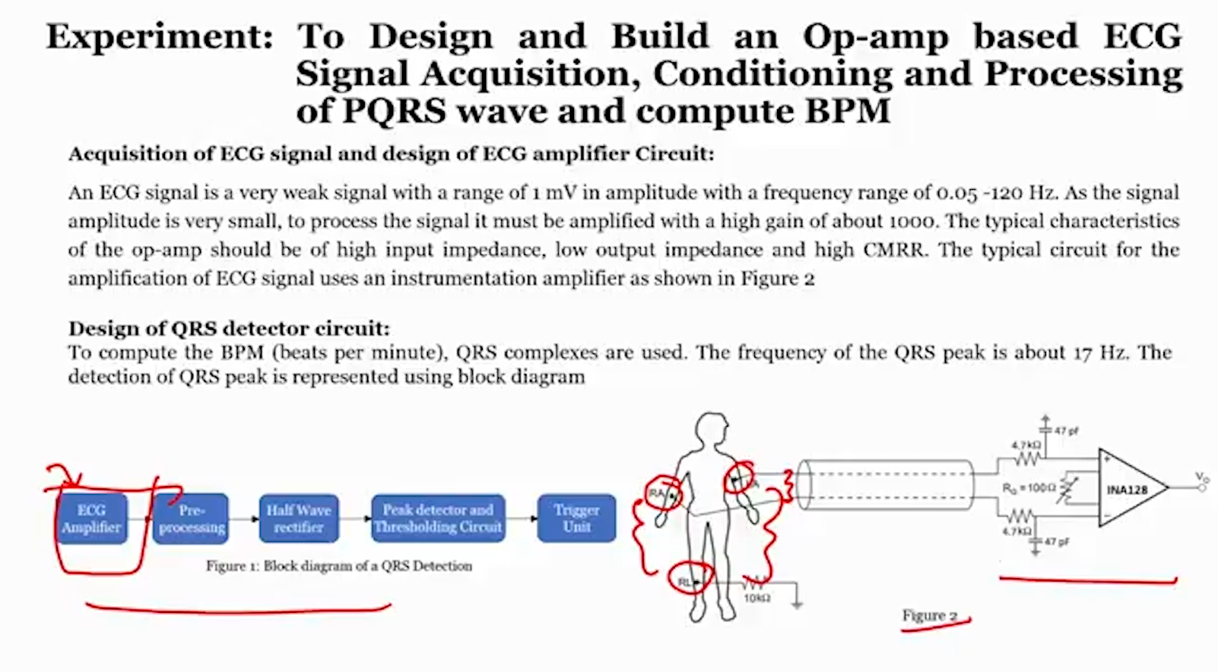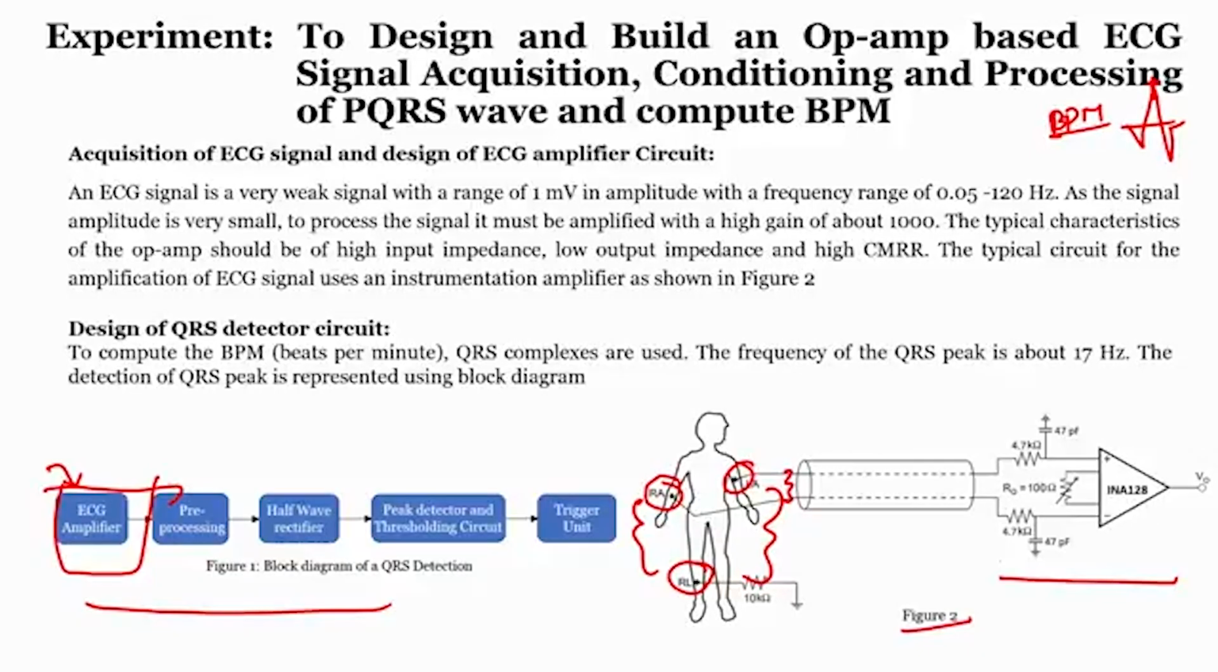Then the whole idea is that we have to find out BPM. That we should never forget. So what do you mean by BPM? If I can find out how many QRS peaks we are getting per minute, that is nothing but our BPM.